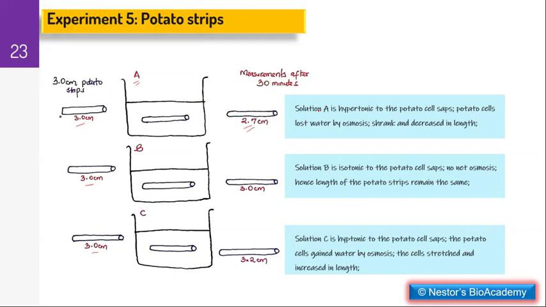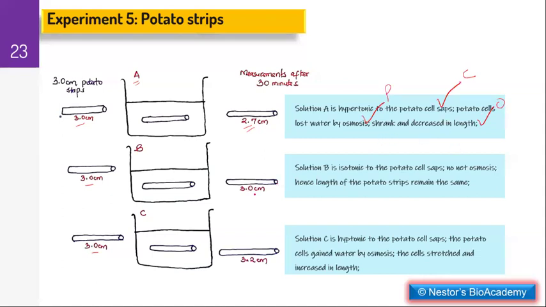So your explanation is supposed to be that solution A is hypertonic to the potato cell sap, or you can say the potato cell sap is hypotonic to solution A. So the potato cells lost water by osmosis, then they shrunk and decreased in length. You shall have fully met the description for comparison, mentioning of the process that has occurred and the observation there.